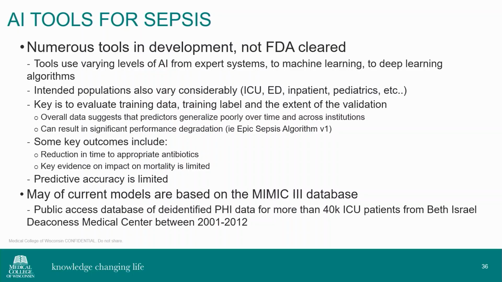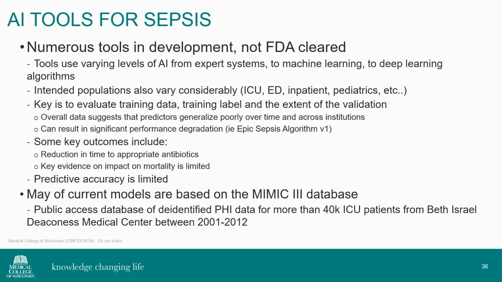MIMIC-III is a database that was developed from 40,000 ICU patients that presented to Beth Israel Deaconess Medical Center in Boston between 2001 and 2012. They've got a ton of de-identified PHI data, and there are right around 3,800 sepsis or suspected sepsis patients in that database. Most of the developers that have built an AI algorithm to flag sepsis use that database to get their training set.